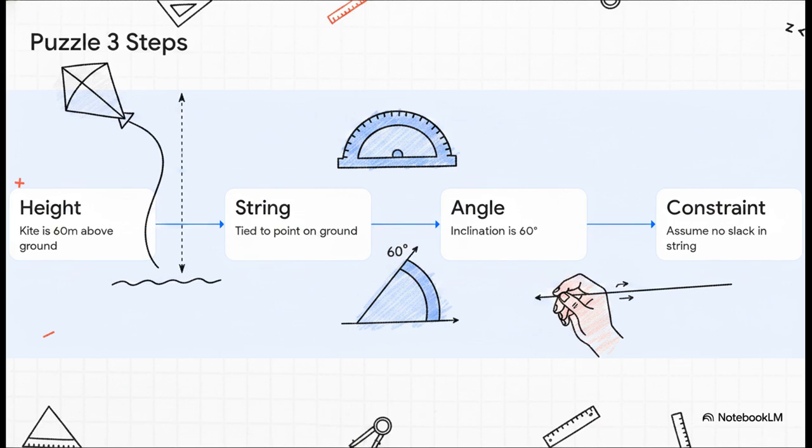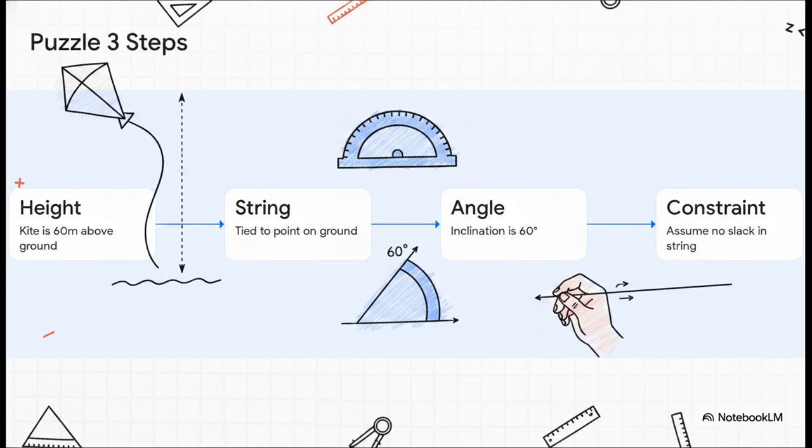We're moving away from static, concrete towers anchored to the earth and looking at a dynamic physical challenge up in the sky. Walking through the exact variables of this third puzzle directly from the text. Step 1, we have a kite flying directly above the ground at a height of 60 meters. Step 2, the string attached to that kite is temporarily tied down to a single point on the earth. Step 3, the inclination or the angle the string makes with the ground is 60 degrees.